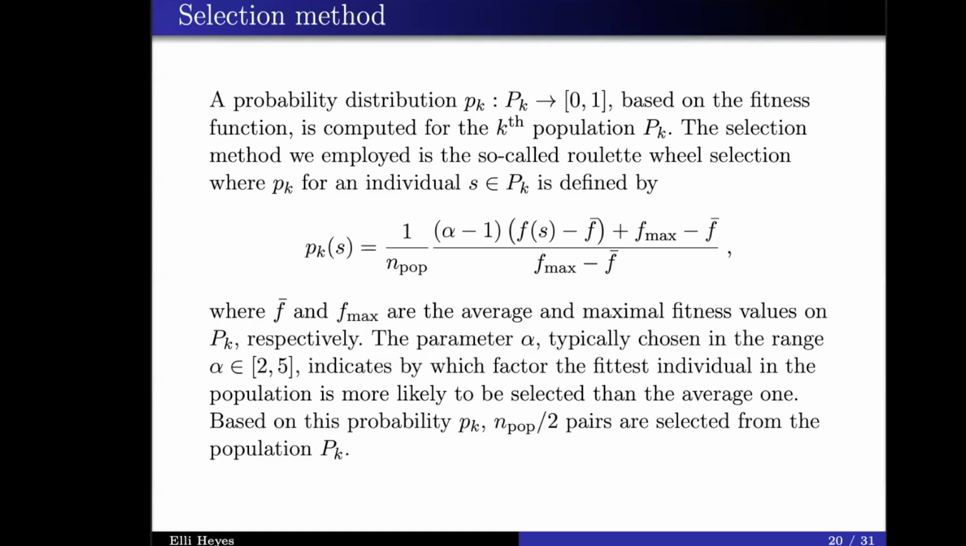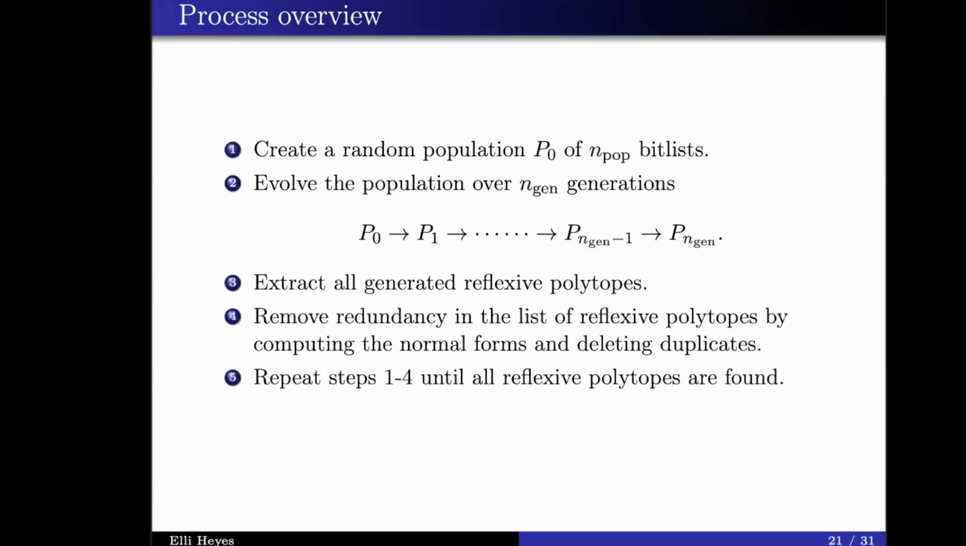It's natural selection. So steps one to four are a run, and we repeat this run until we generate all the reflexive polytopes. In the lower dimensions, we know the total number because there's a complete classification, so we just stop the runs when we reach the total number. But in five dimensions, we don't know how many there are. So in this case, we stop the search once we receive no new reflexive polytopes in 1,000 runs. So the total will plateau.